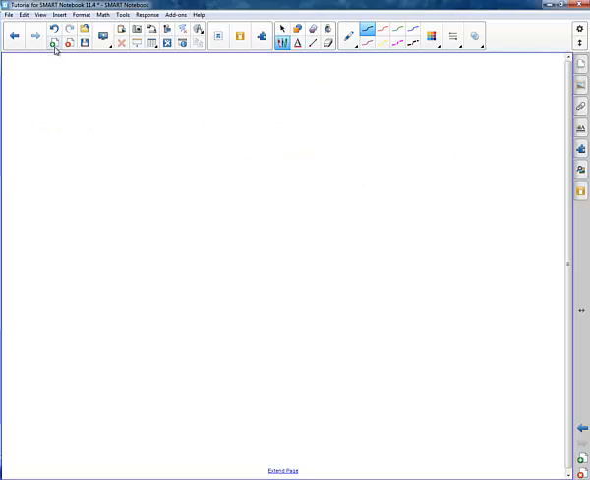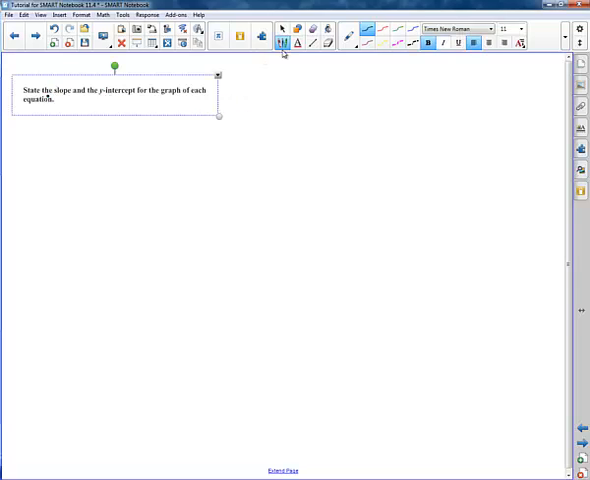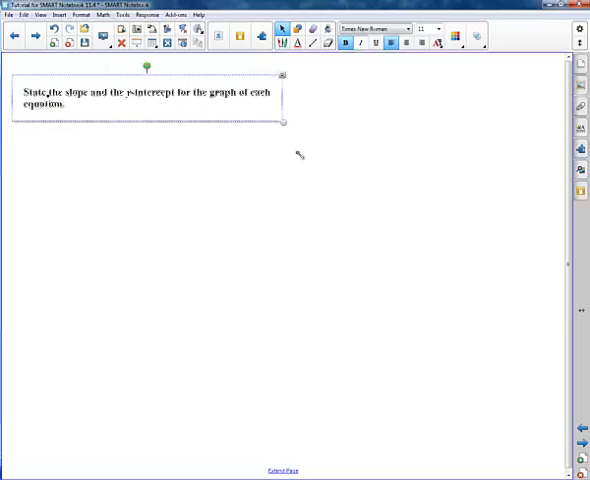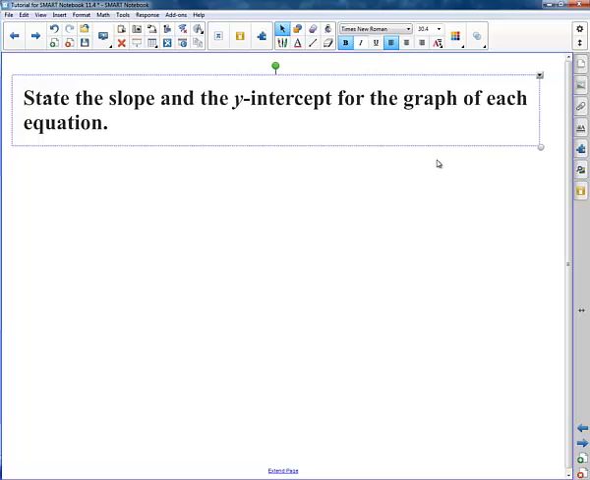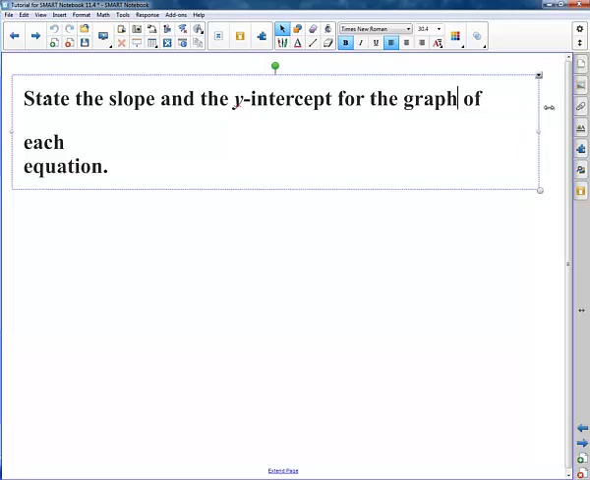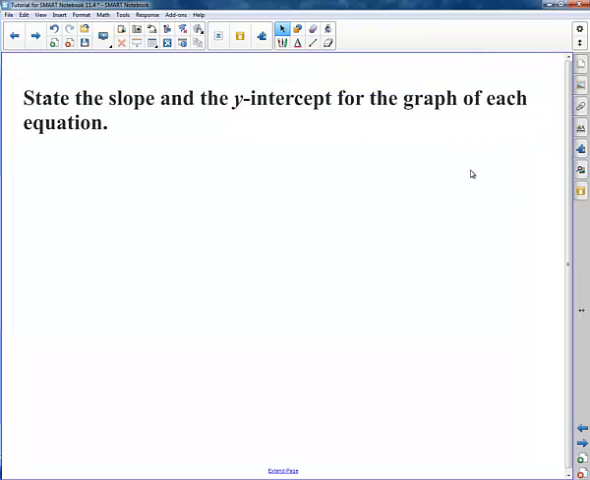Okay, that should be enough time. Moving on. Okay, next part. This was not supposed to be hard at all. This was supposed to be the easy part of the test. It asks you to take an equation and state the slope as well as the y-intercept for the graph of each equation.